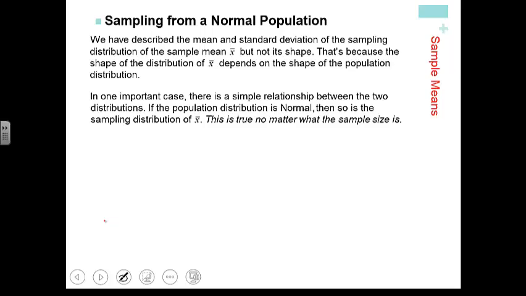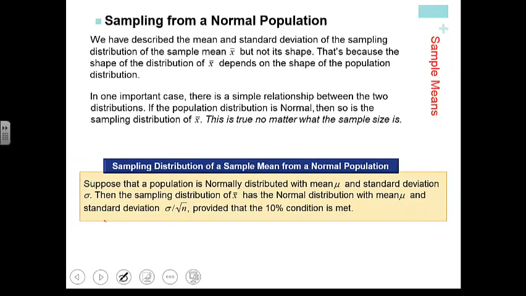If the population distribution is normal, then so is the sampling distribution. It doesn't matter what your sample size is if your population was normal. But suppose it's not normal. Then you have to check another condition.